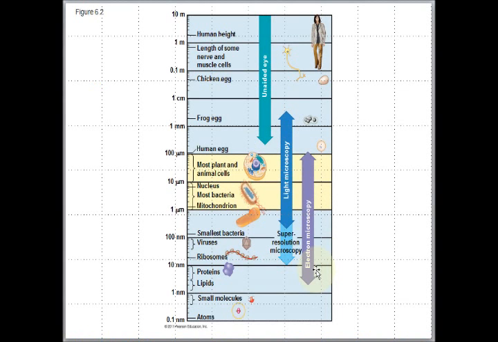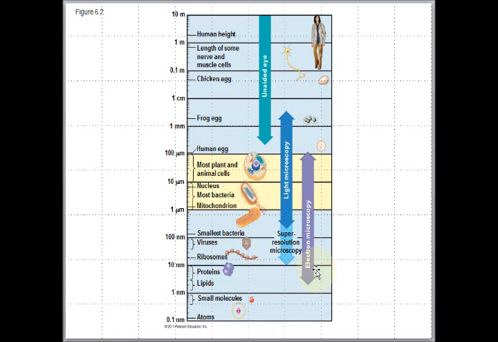Your textbook has this kind of cool chart that shows you, from the human size all the way down to the atoms, what certain microscopes or the unaided eye can see. And so you can see that with your own eye you can see down to a certain level.